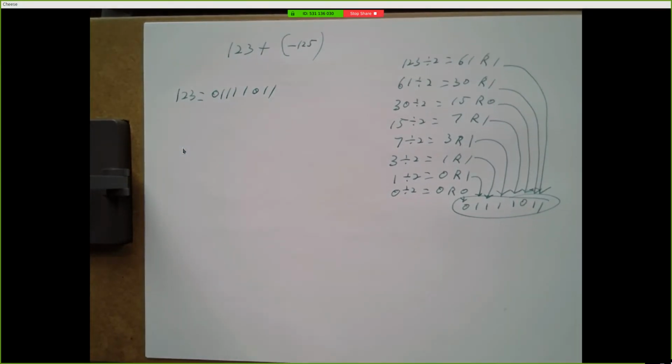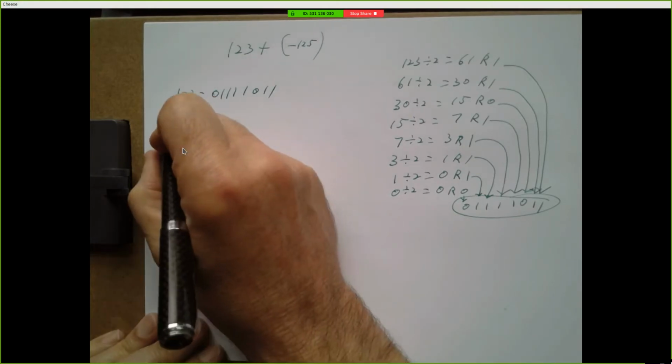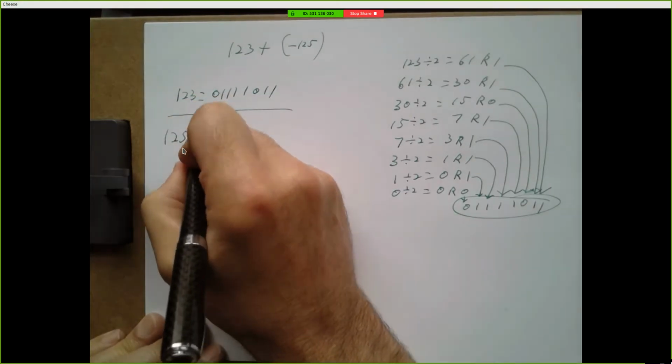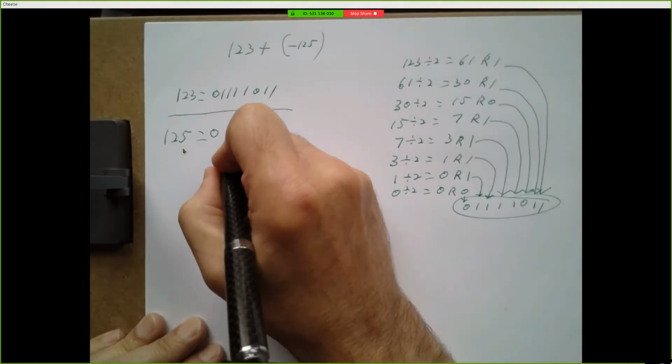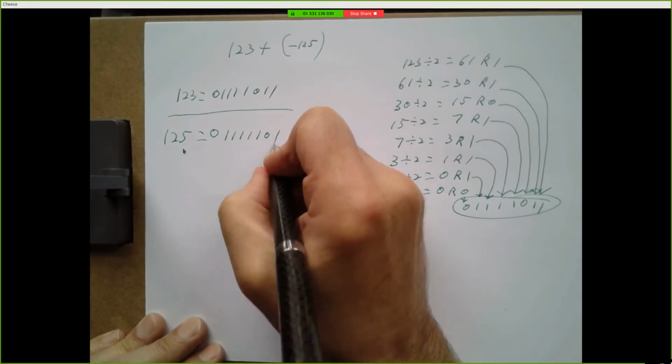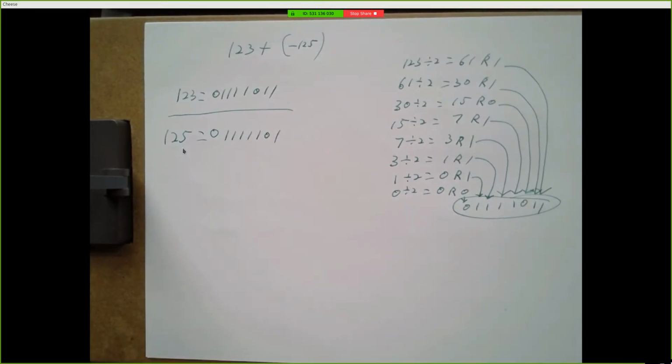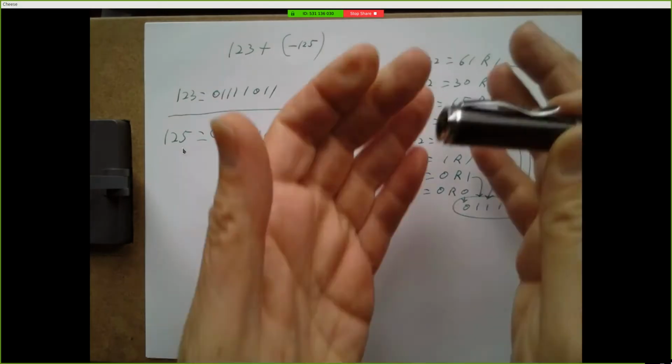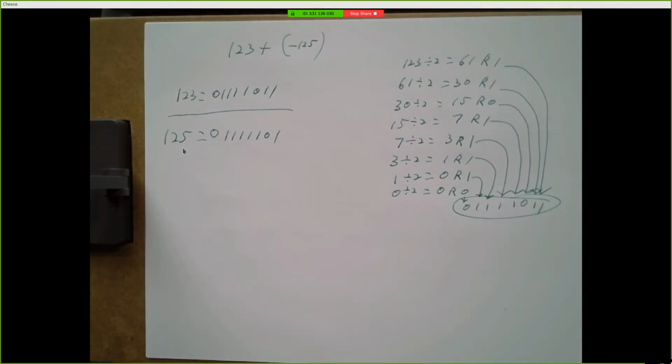All right, so that's the first trick, is just writing these in binary. If you do the same thing and you try to write 125, you'll end up with this. So you have to go through the same procedure. And that gives you the number 125.